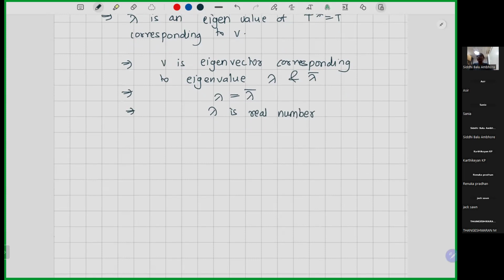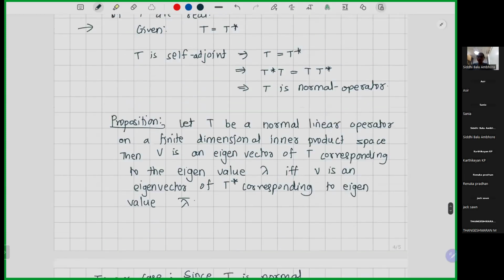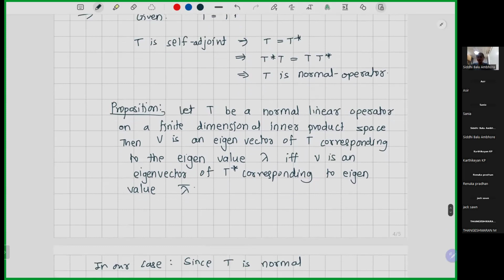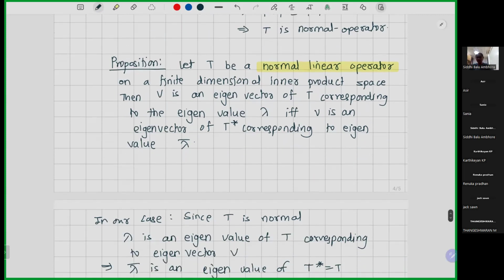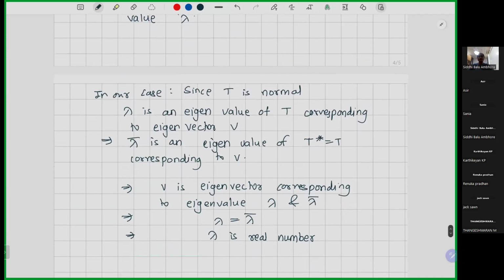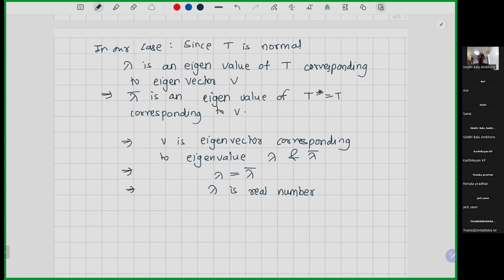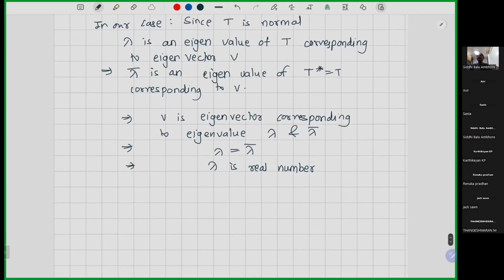Any doubts here? So we started with self-adjoint, but a self-adjoint linear transformation is also normal. This proposition is applicable only for normal linear operators. So since T is self-adjoint, it is normal anyway, and we can apply this theorem. Lambda is an eigenvalue of T with eigenvector V, then lambda bar is an eigenvalue of T star corresponding to the same eigenvector V. Is it okay? V becomes an eigenvector for two eigenvalues, lambda and lambda bar, so they both have to be equal. That's why lambda is real.